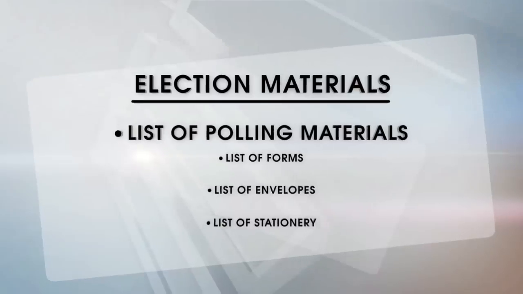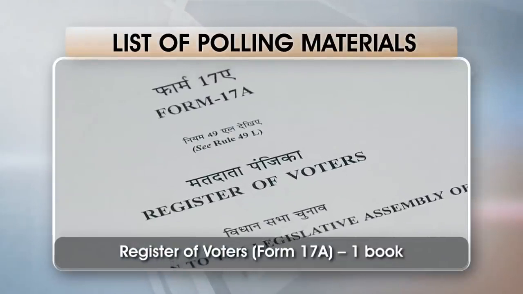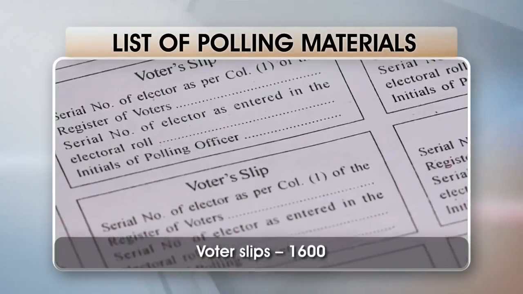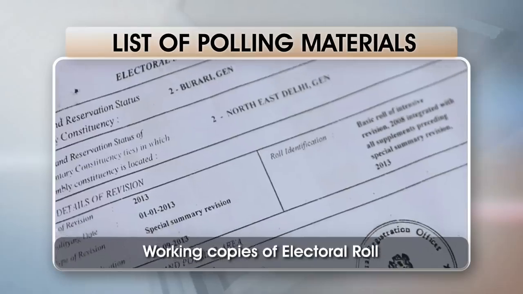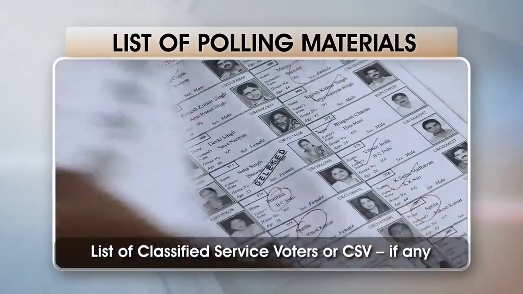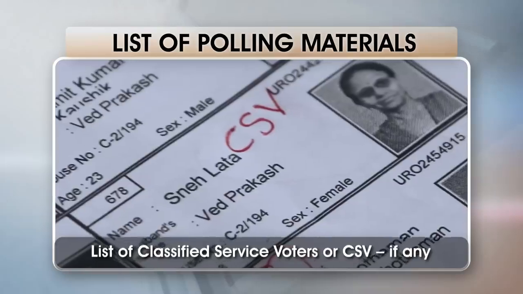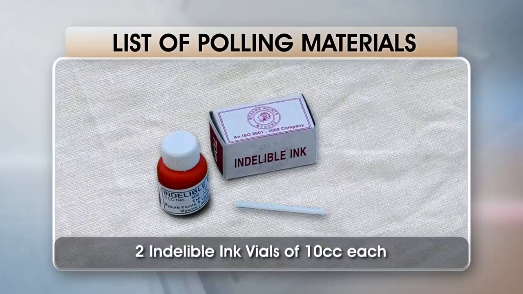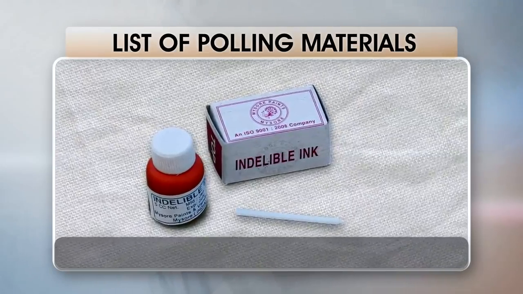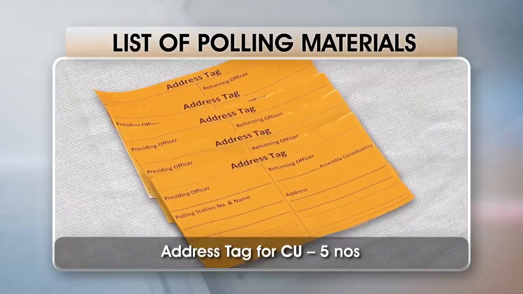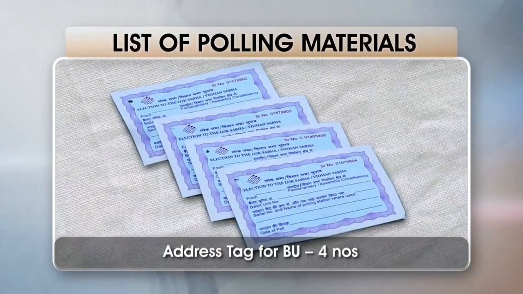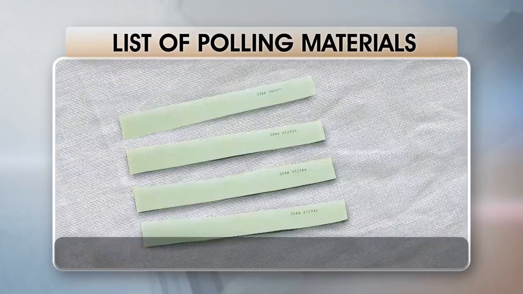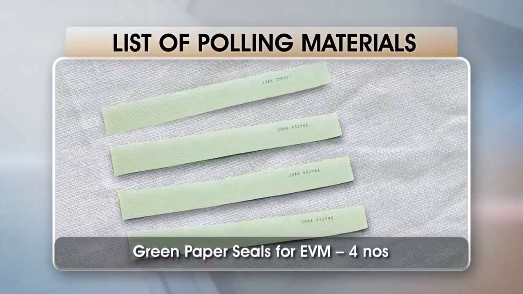List of polling materials. Register of voters, Form 17A, 1 book. Voter slips, 1,600. Working copies of electoral roll. List of classified service voters, or CSV, if any. Ballot papers for tendered votes, 20. 2 indelible ink vials of 10 cc each. Address tag for CU, 5 numbers. Address tag for BU, 4 numbers. Special tag, 3 numbers. Green paper seals for EVM, 4 numbers.